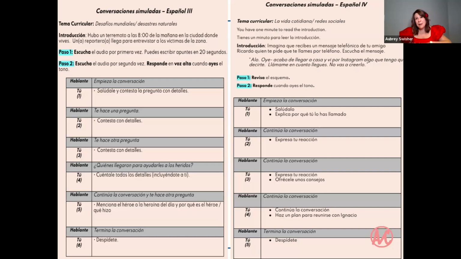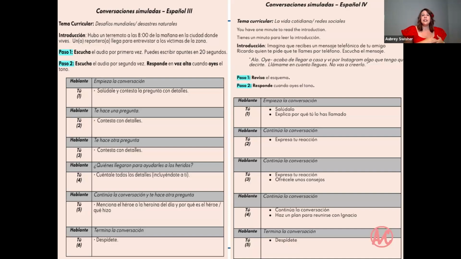We're going to take it up a notch for Spanish 4. There's their introduction, but some things have changed in these steps. It just says review the schematic, instruction sheet, and then respond when you hear the tone. So we're in it. The kids, they're getting their practice in Spanish 4. This is for us, our pre-AP level.